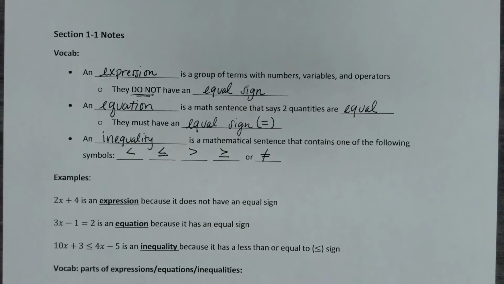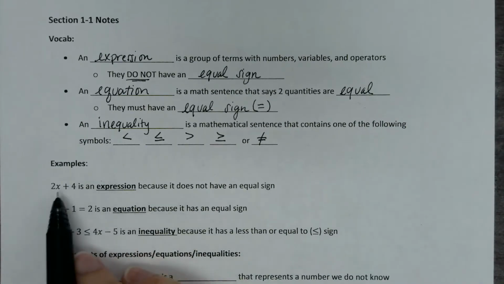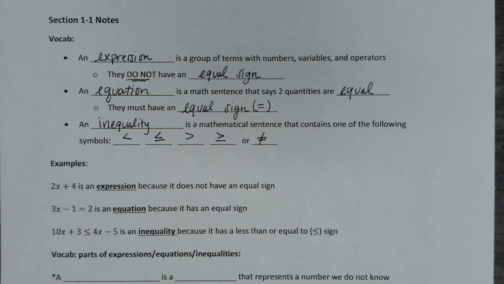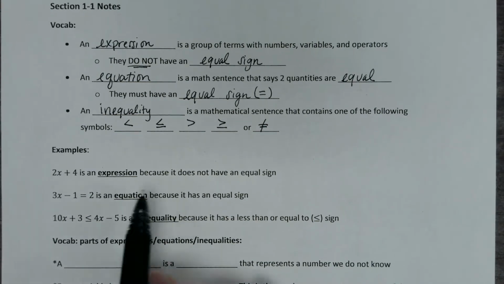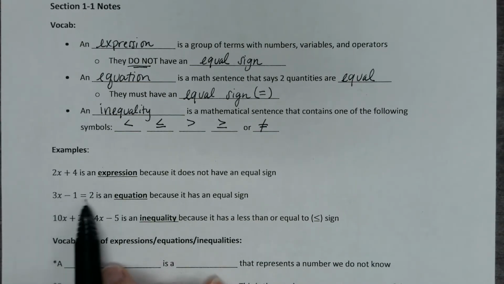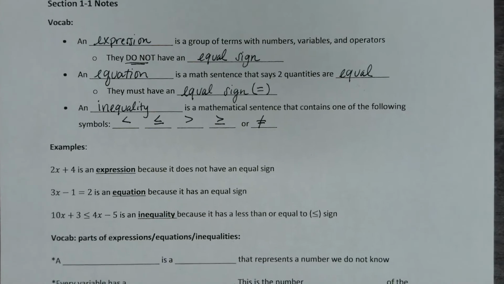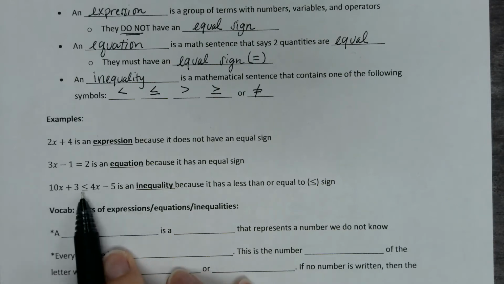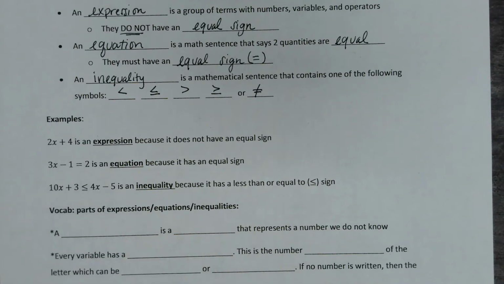So here's an example of an expression. An expression just has variables and numbers. It does not have an equal sign at all. Here an equation has an equal sign. It has variables, numbers, and an equal sign. An inequality has some variables, which are those letters right there. It has numbers, operators, and also an inequality because it has a less than or equal to sign.